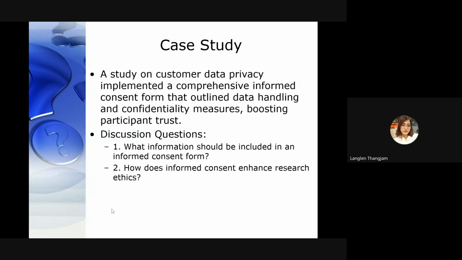Purpose, procedure, and also the duration of the study. Right. I really appreciate the to the point answer. Study purpose, procedures, data usage, and confidentiality. Thank you, ma'am. How does informed consent enhance research ethics?